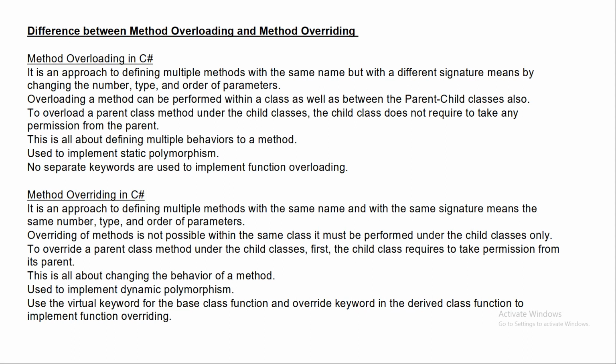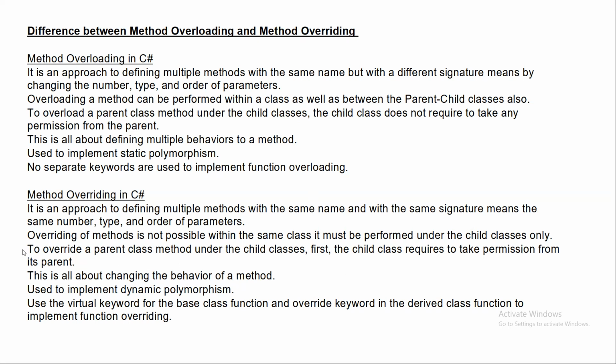Whereas in overriding, the method name is the same and the signature is also the same. Overriding is possible within the derived class, and you have to use two keywords: one is virtual and one is override. Overriding implements dynamic polymorphism. And I said one statement: to override a parent class method in the child classes, first the child class requires taking permission from its parent. So how is it possible?